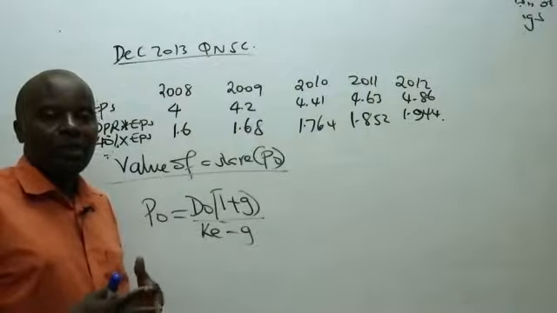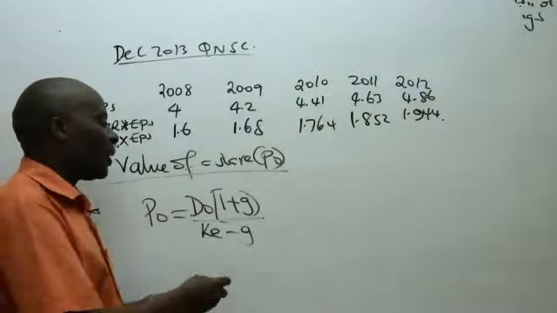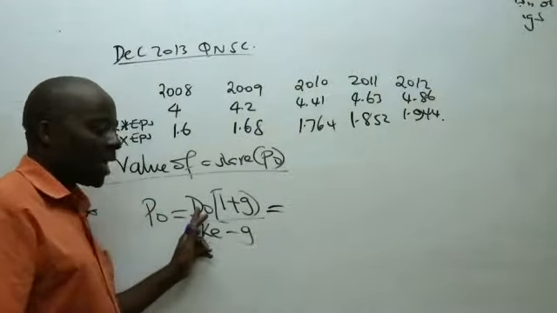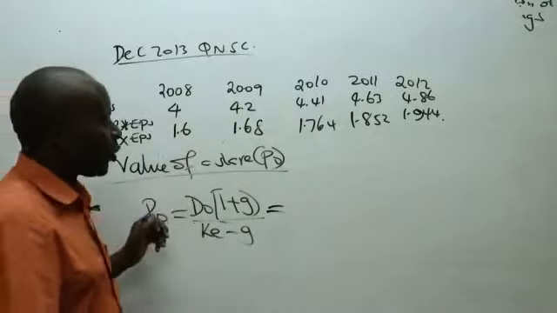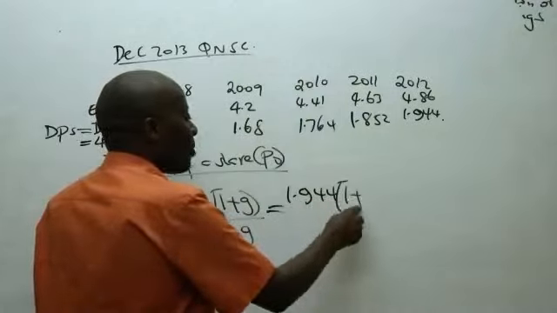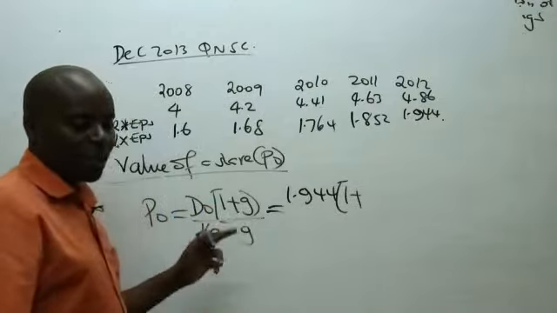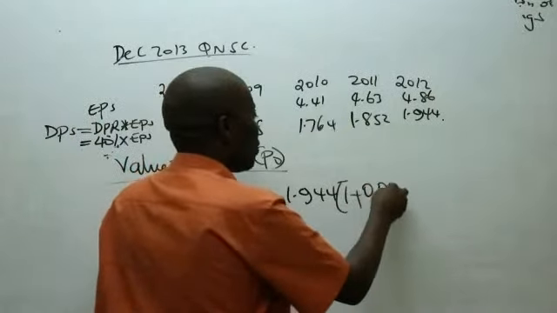Capital. Use the required rate of return. So, ladies and gentlemen, please come and substitute for us. Remember, the current dividend is not this oldest dividend. The current dividend is 1.944. So 1.944 into 1 plus the growth rate that you gave me, which is 0.05.